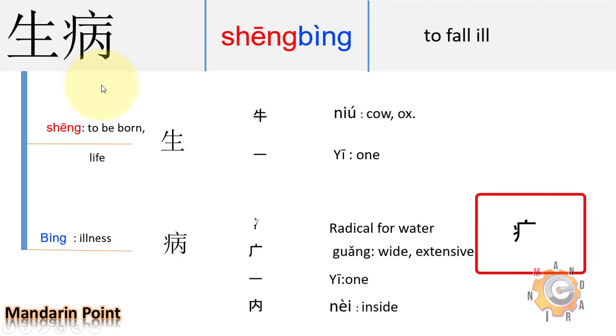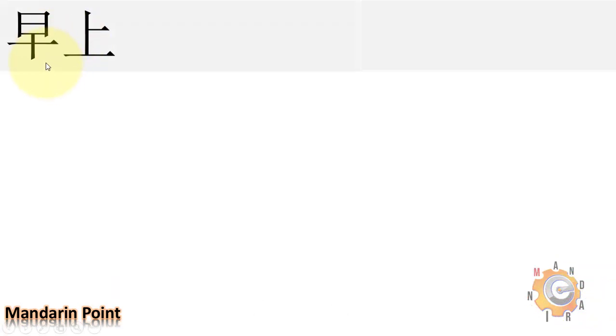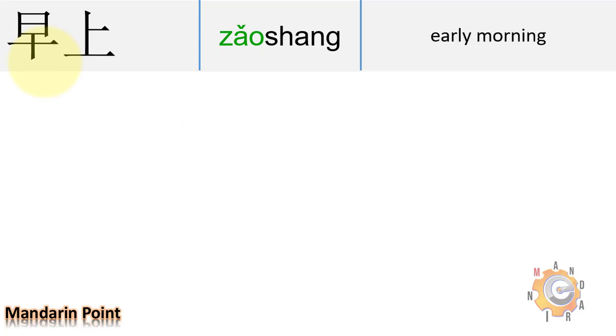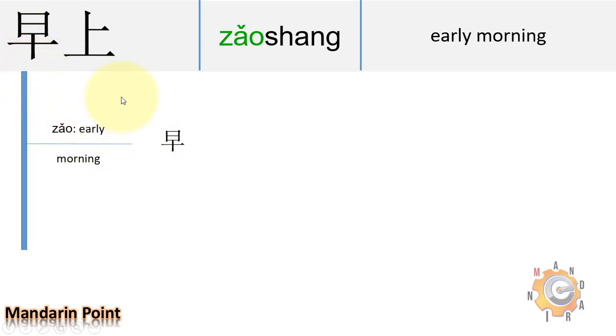Let's decompose another one. 早上, which means early morning. It is very simple character, so let's decompose it quickly. On left side, it is zao, which means early morning, and it is shang, which means top or superior. This zao can further be decomposed.